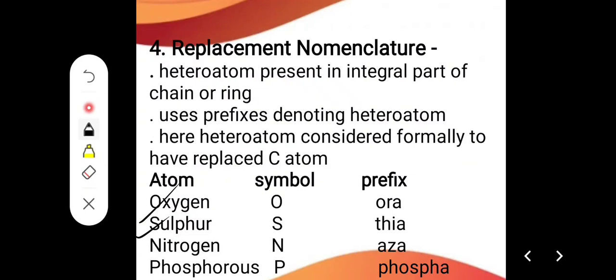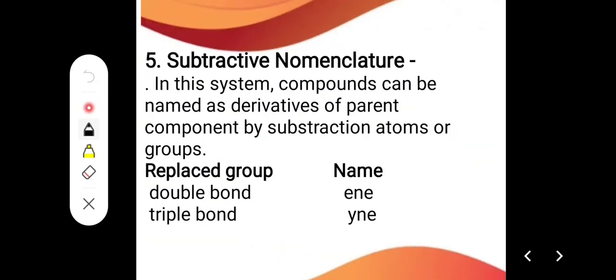For sulfur we use thia, nitrogen we use aza, and phosphorus we use phospha. So there should be a chain or ring having heteroatoms. Due to the nature of the heteroatom, we can use many prefixes: for oxygen we can say oxa, nitrogen aza, sulfur thia, and phosphorus phospha. Then we go next to subtractive nomenclature.